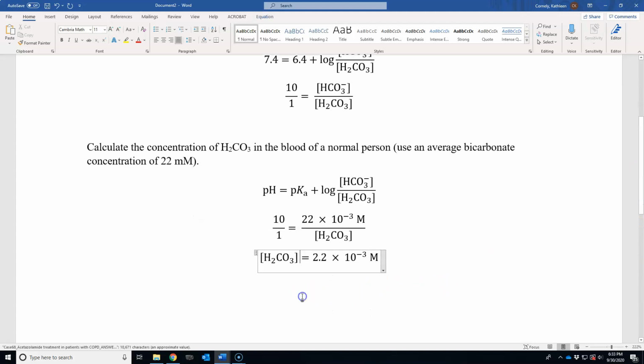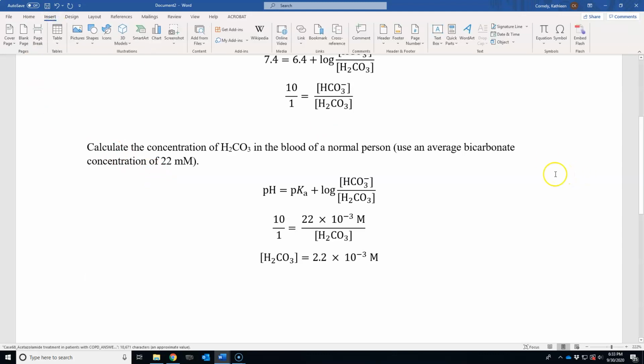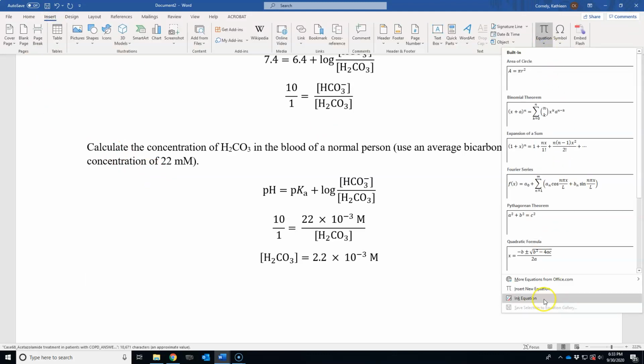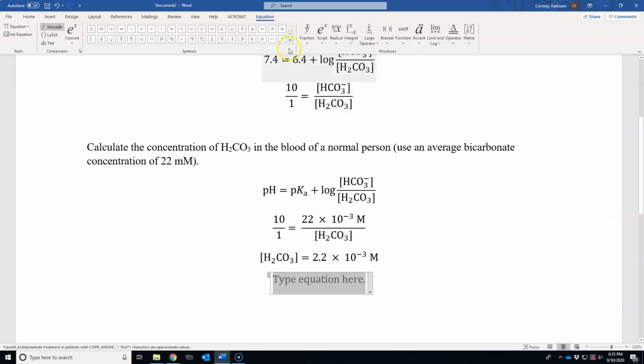I don't need this for the problems that I'm solving today, but I want to show you all of the symbols that are available. So if I go under equation and then insert new equation, you can see up here I have symbols. I used the multiplication symbol up here. It was right here, it was visible. But if I click on this down arrow, I get a whole lot more symbols that are useful to scientists.